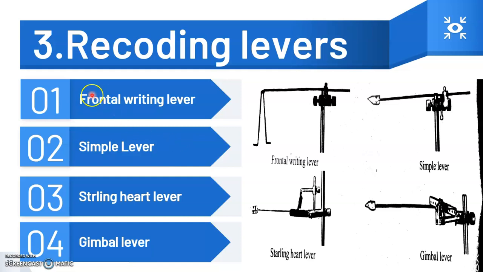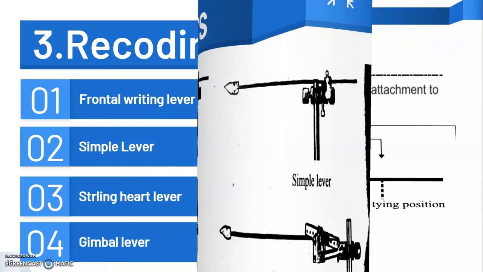The recording levers: number 1 is the frontal writing lever, second is the simple lever, number 3 is the Starling heart lever, and the fourth one is the gimbal lever. This is all very important for your spotting as well as viva purposes. Enlist the different types of recording levers. Frontal writing levers are generally used for isolated tissue preparations, Starling heart levers are generally used for isolated heart organ preparation experiments, and the gimbal and simple levers are generally used for specific experiments. So these are the recording levers.